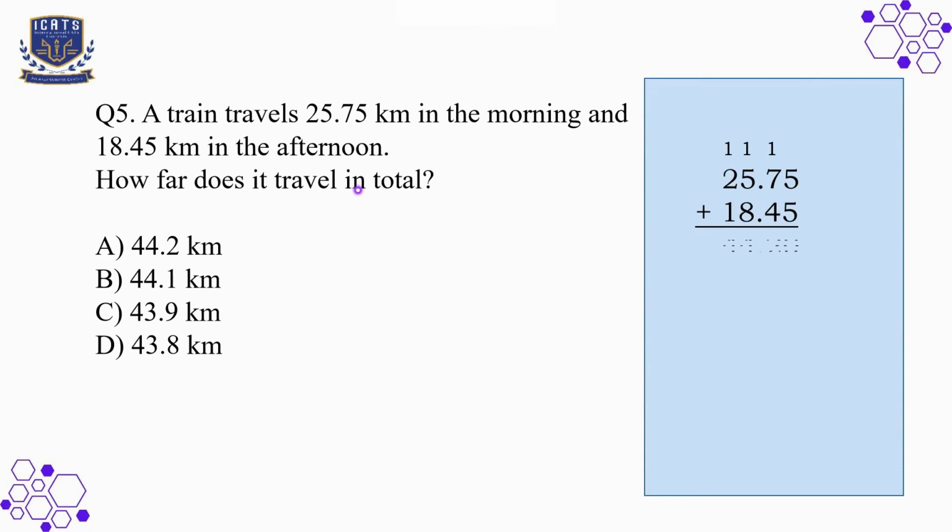5 plus 5 is 10, 0 comes down and 1 will be given as carry. 7 plus 4 plus 1 is equal to 12. So 2 will be written down and 1 will be given as carry. 8 plus 5 plus 1 is equal to 14. So 4 will come down and 1 will be given as carry. So 2 plus 1 and 1 is equal to 4. So the answer is 44.2 kilometers. We can skip the 0 after the decimal. So option A is the correct option here.